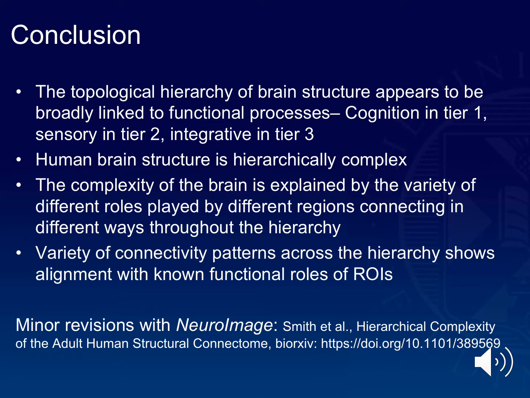So our conclusion is that the topological hierarchy of brain structure appears to be broadly linked to functional processes. The human brain structure is very hierarchically complex compared to our null models. And also we can see this as a distinguishing feature of the brain topology as opposed to other network indices. The complexity of the brain is explained by a variety of different roles played by these different regions connecting in different ways throughout the hierarchy. And the variety of connectivity patterns across the hierarchy shows alignment with known functional roles of the ROIs.